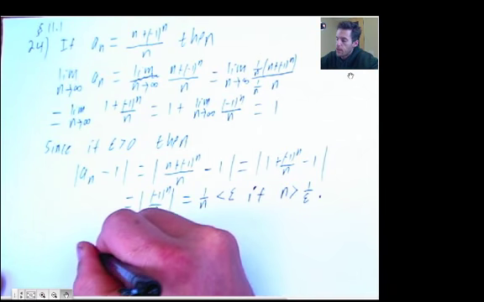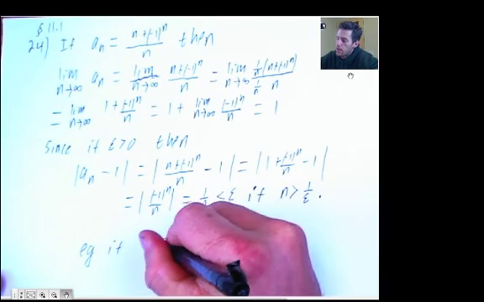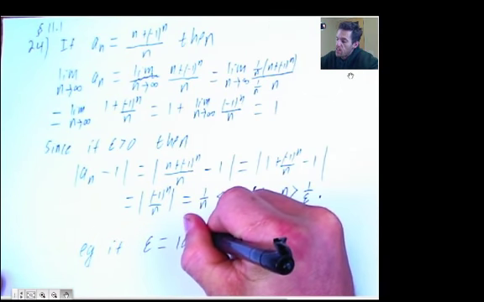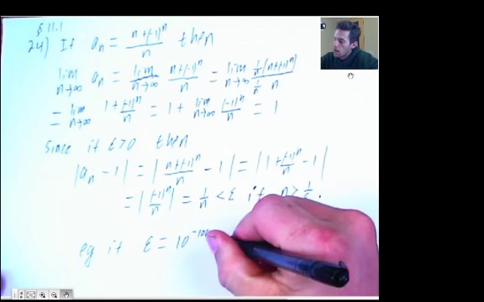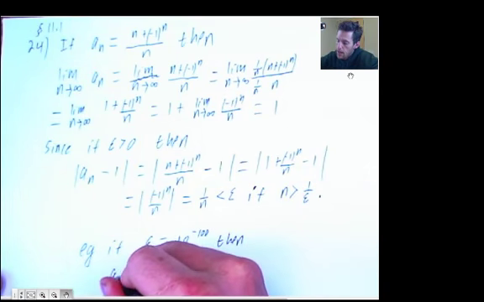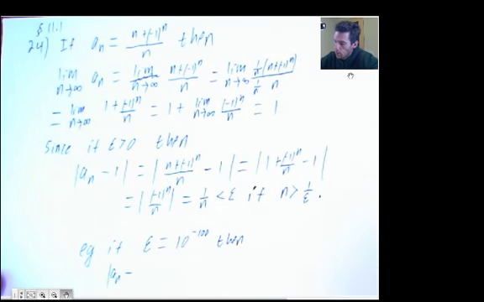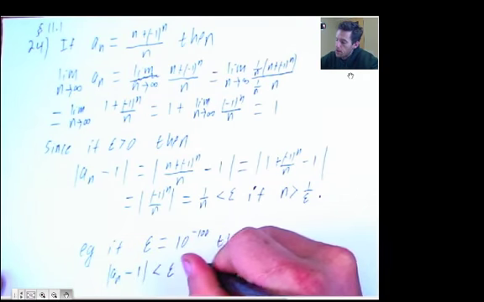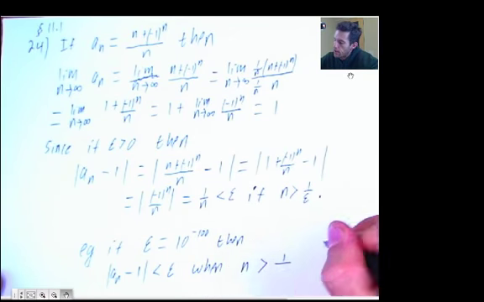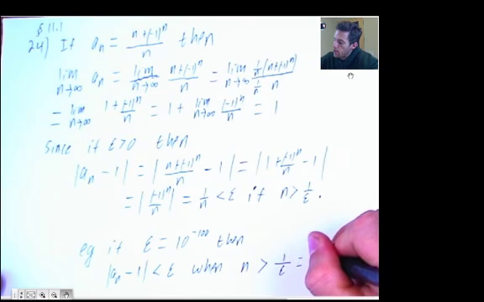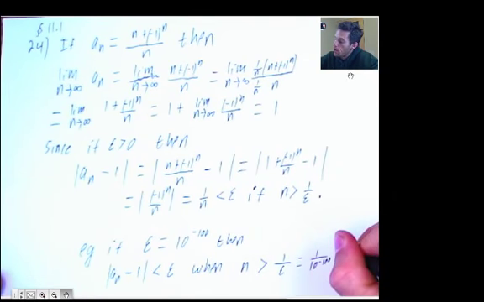Just for an example, if epsilon is 10 to the -100, okay, so that's a googolth, then a_n minus 1 is less than epsilon when n is bigger than 1 over epsilon, which is 1 over 10 to the -100th, which is simply 10 to the 100th. That is to say, when n is bigger than a googol, a_n minus 1 is smaller than a googolth.